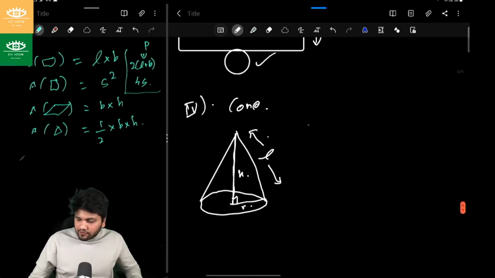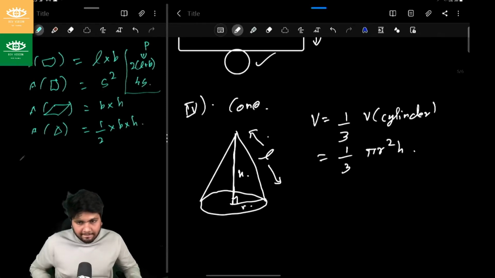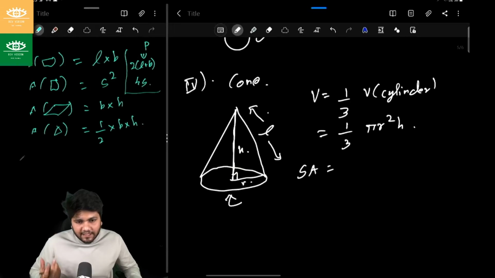Now, what is going to be the volume? Volume is 1/3 of the volume of a cylinder. Just remember it like that. And we know that the volume of a cylinder is pi r square h. So volume is going to be 1/3 of pi r square h. Now, what about surface area? If you talk about surface area, you can see the base area is going to be pi r square.